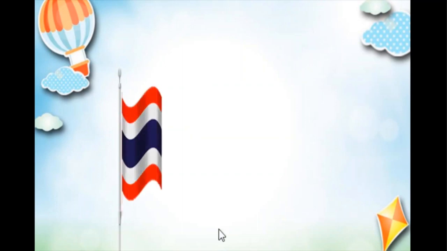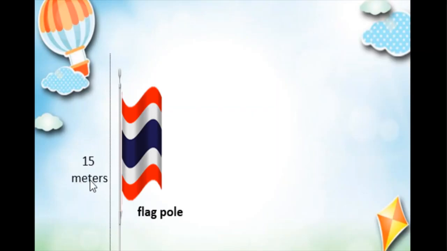Let's try to see. We have here, what is this? This is a flagpole. We are going to measure the height of this flagpole from top to bottom. And we estimated it as 15 meters tall. The flagpole is 15 meters tall.